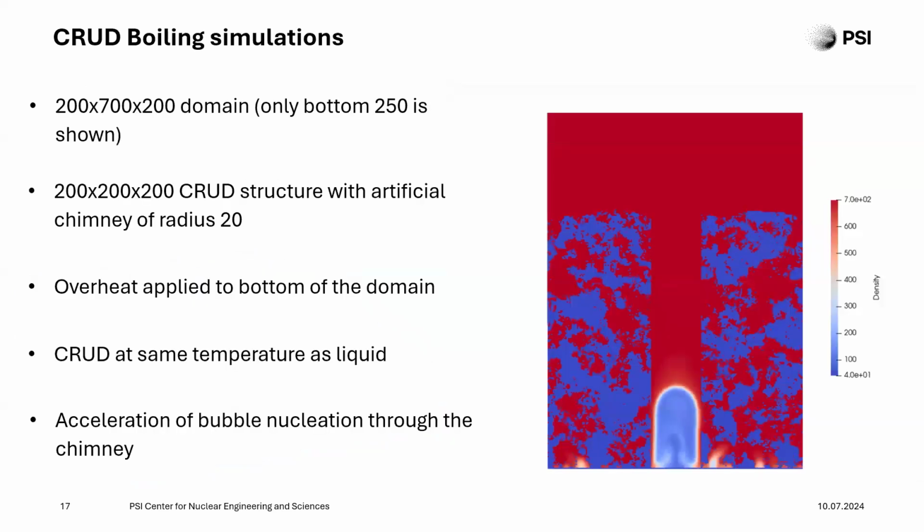For more complex domains, we have here a CRUD domain with a porosity around 0.5, and I've applied an overheat at the bottom. What we're looking at is the generation of the bubble, and what you can see is that the generation is much faster along the steam chimney in the middle, which aligns with the behavior we have seen in the actual CRUD.